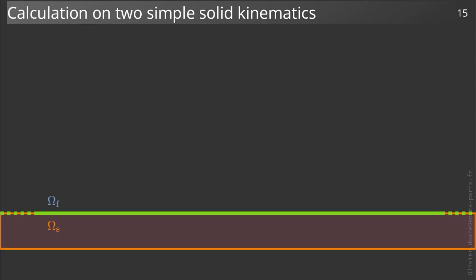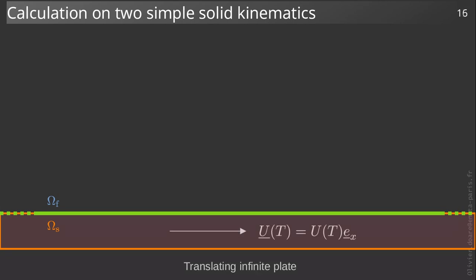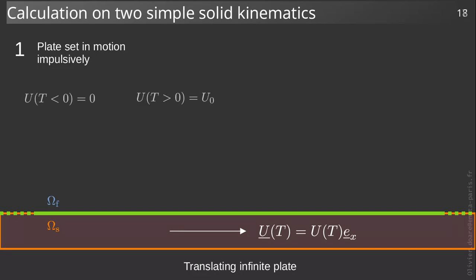We are going to describe a little more precisely what happens in a simple configuration for which the fluid forces are only due to the viscosity. We consider for that an infinite plate animated by a time-dependent motion along Ex. Two particular cases of motion will be considered. The first one corresponds to the impulsive motion of the plate. This is a classical problem of fluid mechanics called the first Stokes problem. We describe the motion as follows. For negative t, u equals 0. For positive t, u equals u naught.